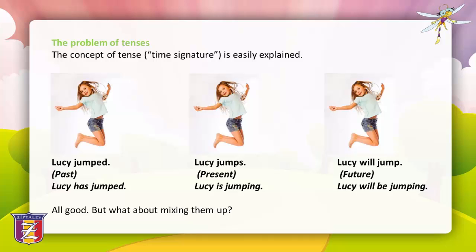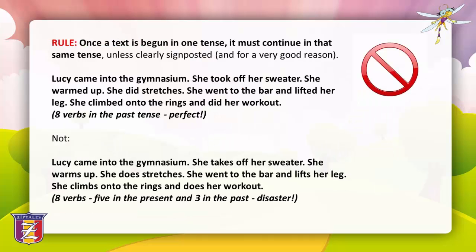The concept of tense or time signature is easily explained. Lucy jumped, past, or Lucy has jumped. Lucy jumps, present, or Lucy is jumping. Lucy will jump, future, or Lucy will be jumping. All good, but what about mixing them up? Rule: once a text is begun in one tense, it must continue in that tense unless clearly signposted, and for a very good reason. So, an example.